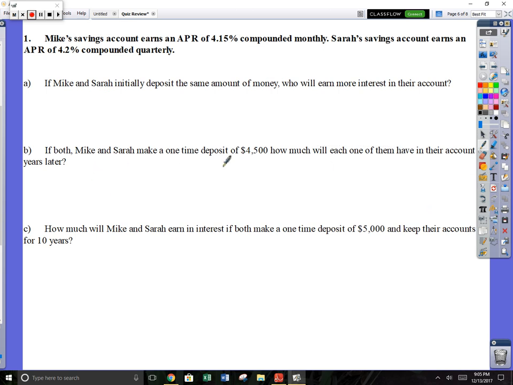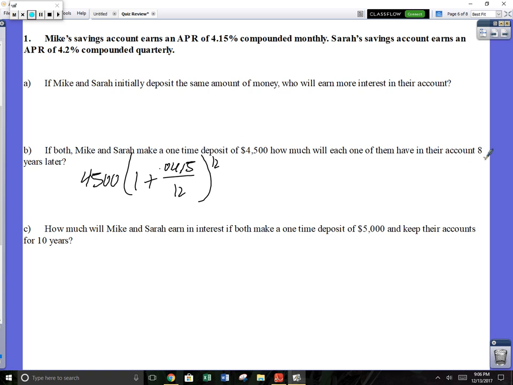If they both make a one-time deposit of $4,500, how much will they each have in their account years later? So we're kind of anticipating Sarah's going to have more. Okay, so let's do Mike's. So Mike is going to have 4,500 times 1 plus the rate 0.0415. He's compounding monthly, 12. Okay, how many? We're leaving it in for 8 years, so 12 times 8.